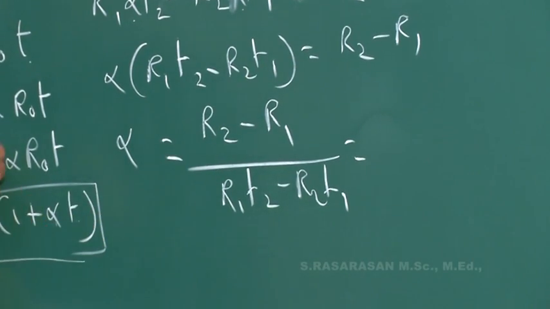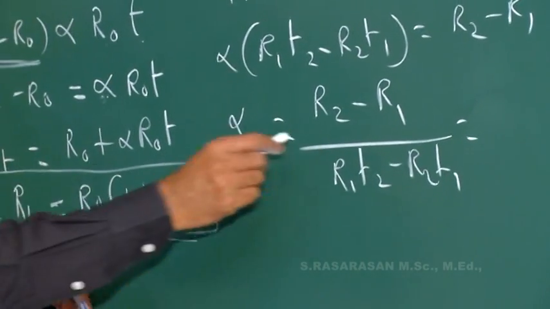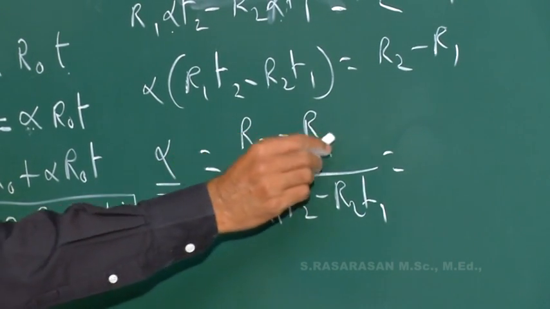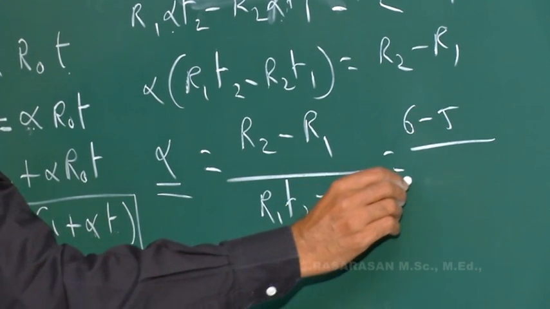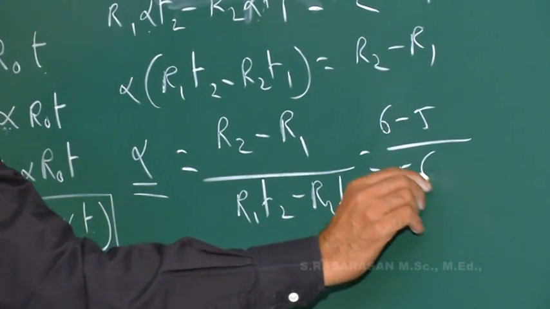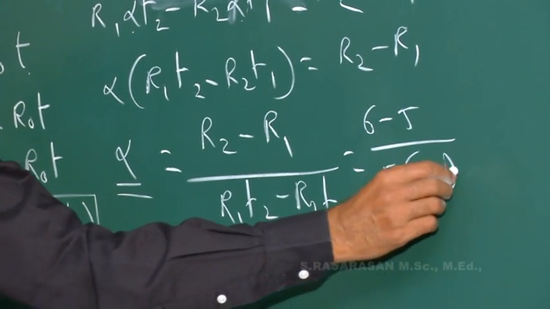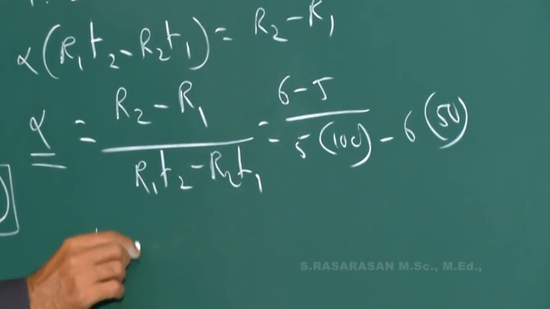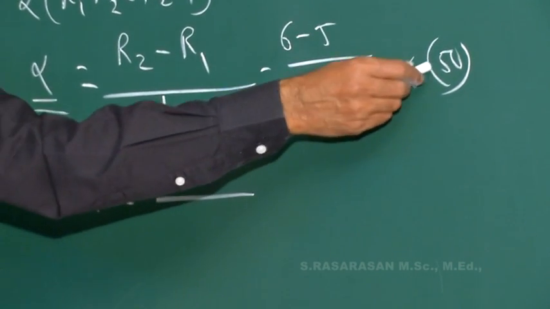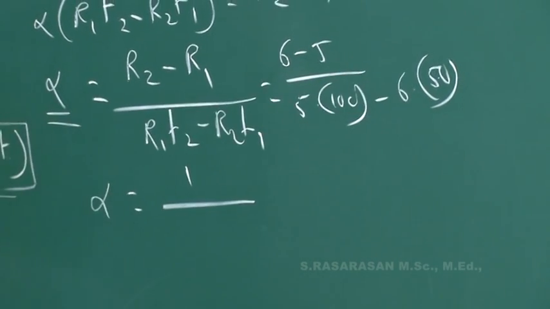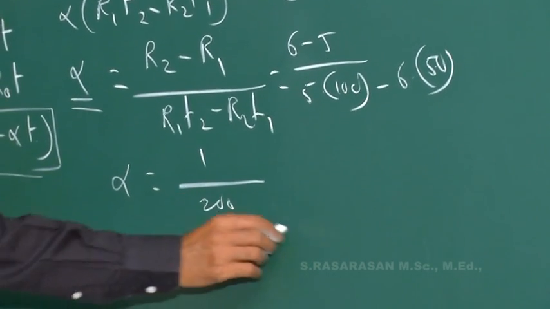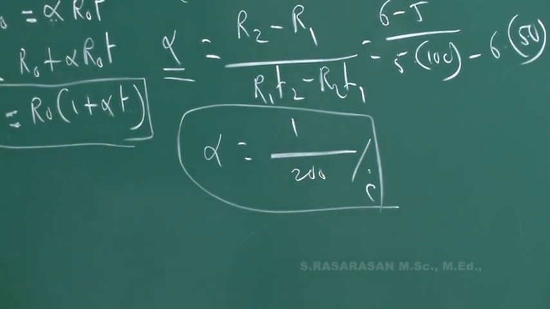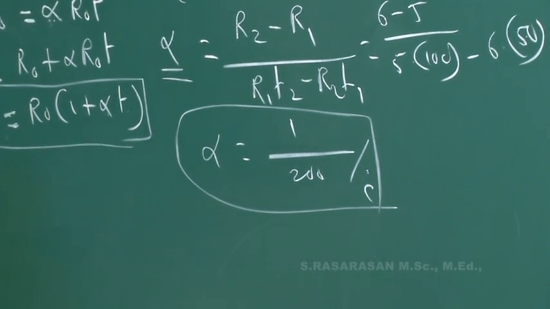Let us substitute the values. To calculate R0, first we need alpha. For that purpose we are going to calculate this alpha value. R2 minus R1 is 6 minus 5, divided by R1 which is 5 ohm, times T2 which is 100 degree Celsius, minus R2 which is 6 times T1 which is 50. So alpha is equal to 1 by 500 minus 300. 6 into 50 is 300, and 500 minus 300 is 200. 1 by 200 is the answer for alpha. Per degree Celsius is the unit of alpha. Now come to this formula.